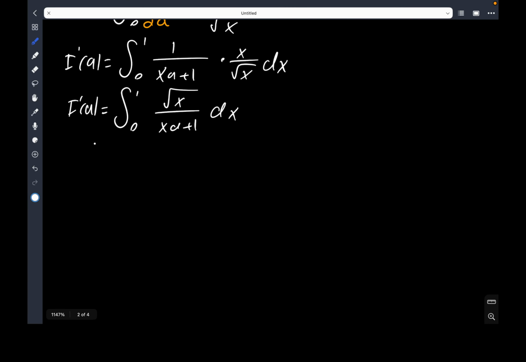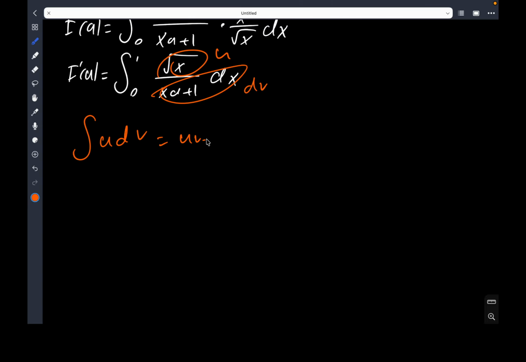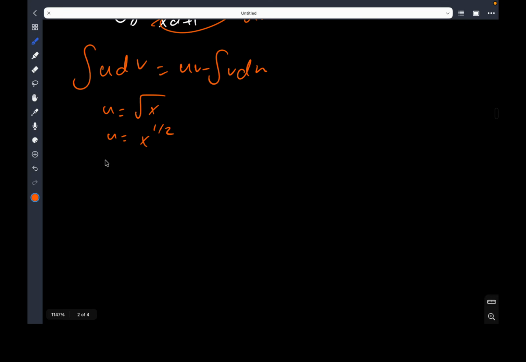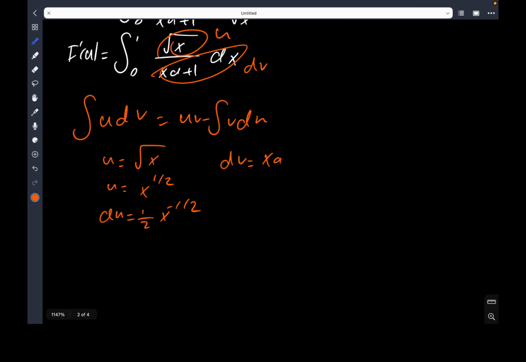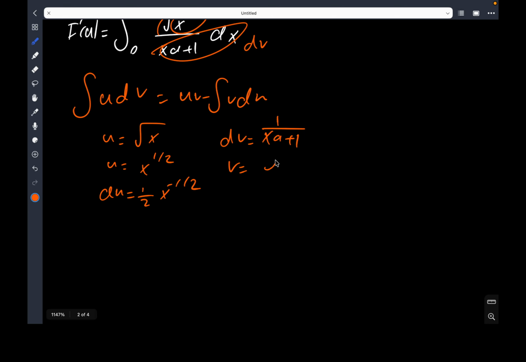So now here I can use integration by parts, and that says that if I have a function u dv, I'm going to call this one dv and this one u, and I can write it as uv minus the integral of v du. u is root x, which means u is x to the half. du is half x to the negative half, which is 1 over 2 root x. dv is 1 over xa plus 1, therefore, according to the chain rule, v is ln of xa plus 1 over a.